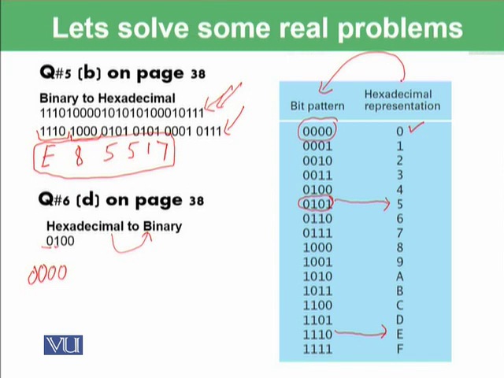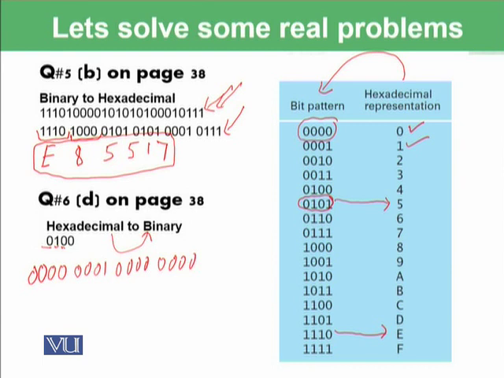And then you have 1. So again we will go from hexadecimal to bit pattern. So we have 1 here, and against 1 we have pattern 0001. So write 0001, and then again 0000, and again 0000.